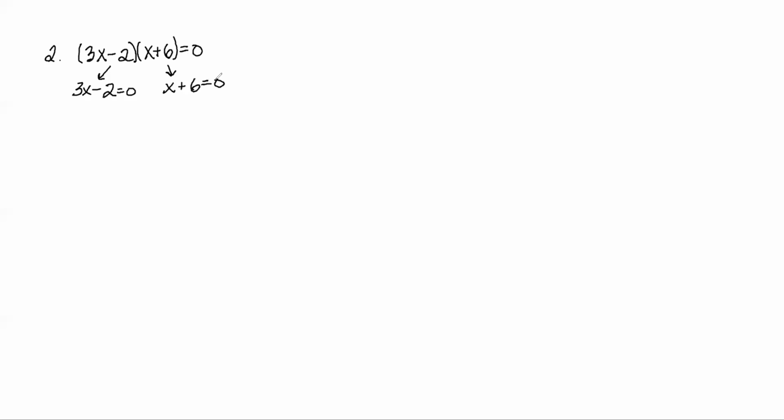And now let's go ahead and solve both of these. So we'll add the 2, and we get 3x equals 2. Divide both sides by 3, and we get x equals 2/3. Again, just keep these in fraction form. Don't change these to decimals. And you can leave them as improper fractions or mixed numbers, but this one isn't either of those anyway, so we'll just leave it just like this. And then our other one, if we subtract 6, we get x equals negative 6.